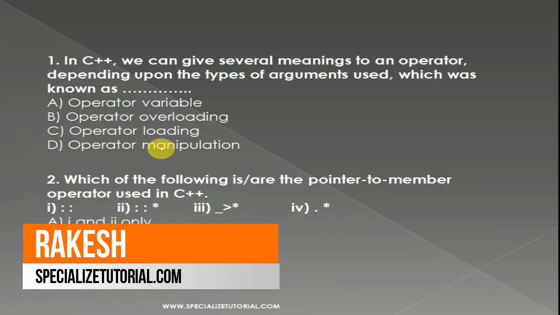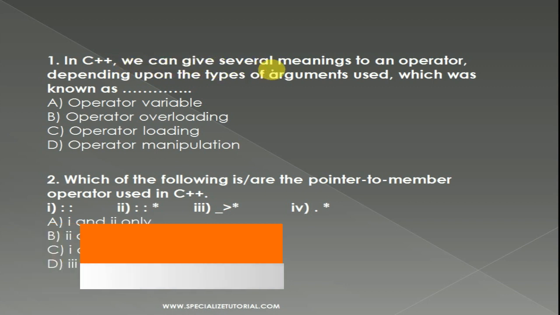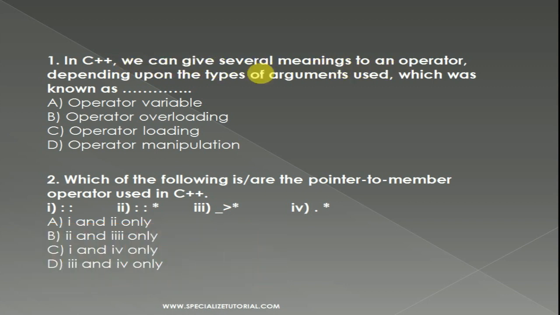Question number 1: in C++ we can give several meanings to an operator depending upon the type of argument used. Which is known as operator overloading? Basically, in C++ we can give several meanings to an operator depending upon the type of argument used, which is known as operator overloading.